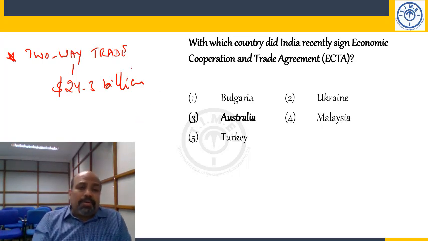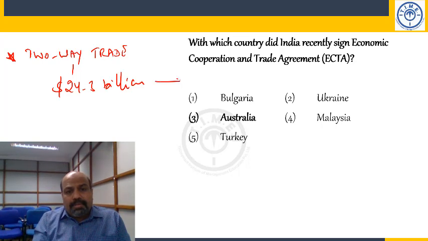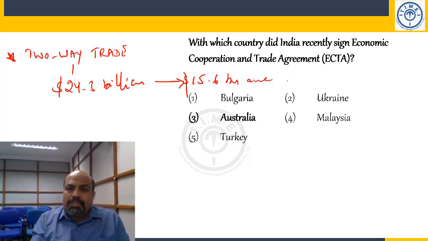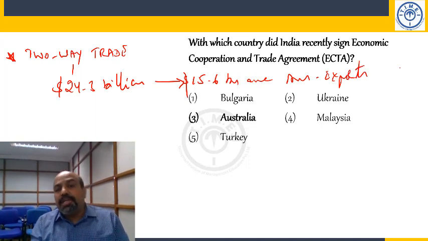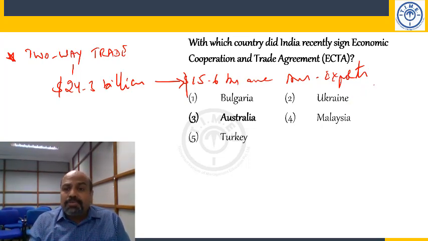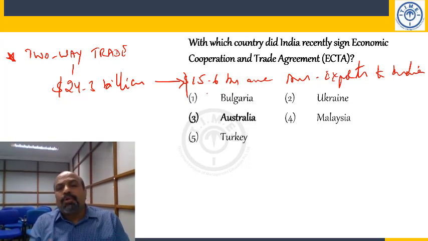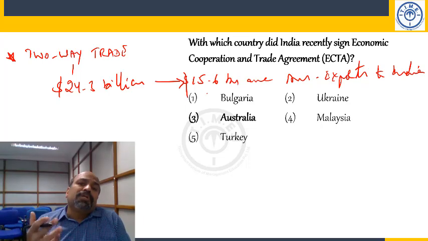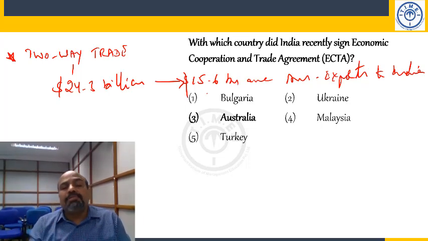Now, of this, something like $15.6 billion is Australian exports to India. So Australia has a trade surplus and we have a trade deficit. We import much more from Australia than we export. So you could say basically, 24 minus 15 is a little under $9 billion. If we export goods and services worth $8.7 billion, take $8.5 billion, take 9, we export goods worth $9 billion to Australia, but import around $16 billion worth of stuff. So this kind of trade helps.